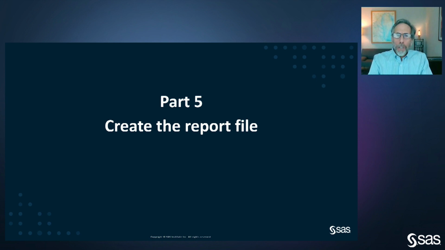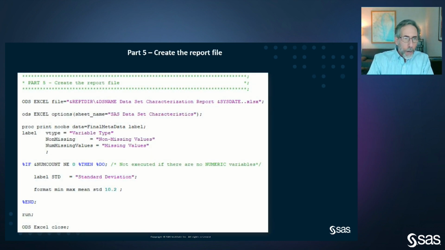All right, we've done all of this hard work, and now it's time for us to reap our rewards and create the report file. And we do this with, first of all, two ODS statements: ODS Excel file equals &report_dir. Now remember, that was one of the macro variables we passed in to this macro program. And that's going to have the full path to the directory where we want to write the report. You can see the slash in that and then &ds_name.